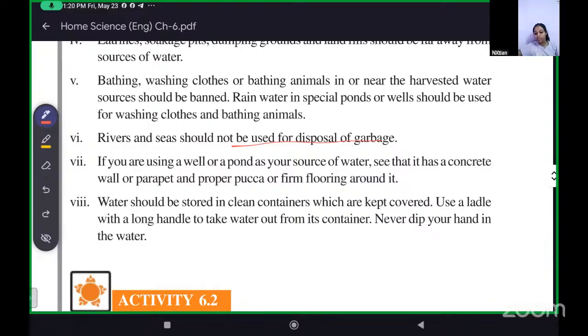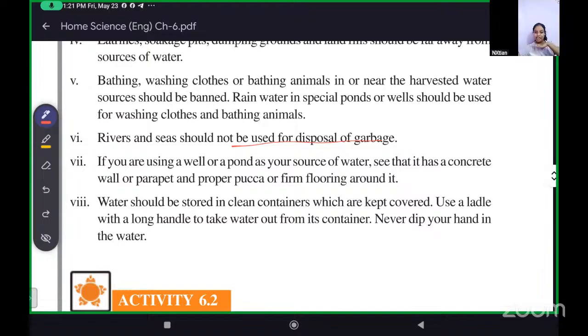If you're using a well or a pond as your source of water, see that it has a concrete wall or a parapet and a proper pucca flooring around it. I'll look up the word pucca again. It means that if you're using a well or a pond as a source of water, it should have a firm flooring so that the water doesn't seep into the ground and mix with all the dust and dirt.